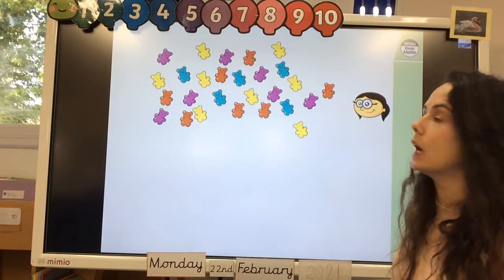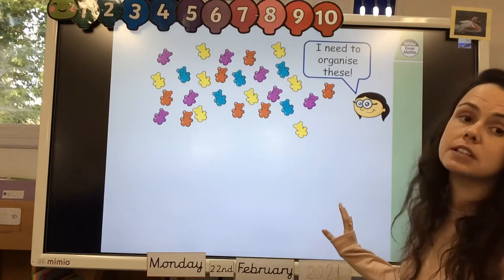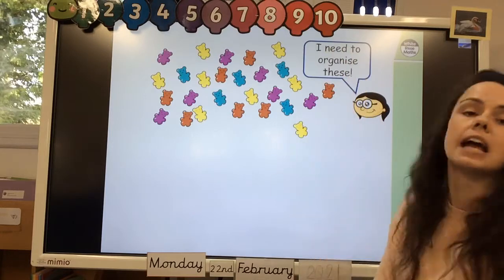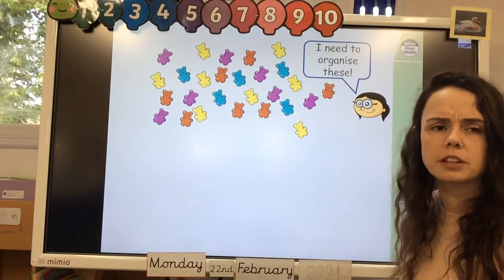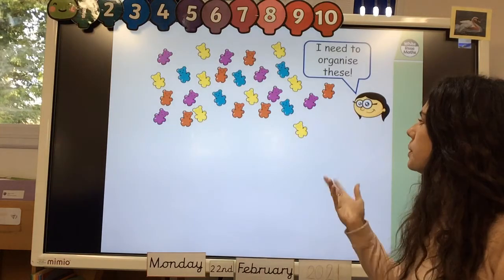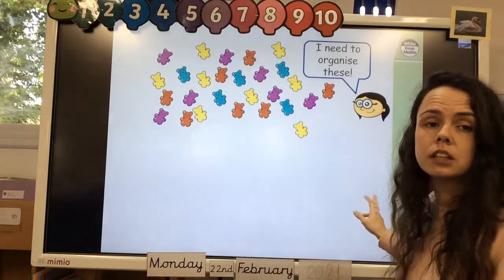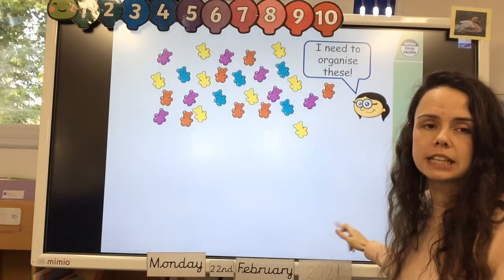Okay, so here now, what we've got is lots and lots and lots of sweets. They look very yummy. And we've got, I need to organise these. How should we organise them? How do you think we can do that? We could do them in colour, we could do them in pairs, we could do them in one long line. What do you think? Let's see what she decides to do.